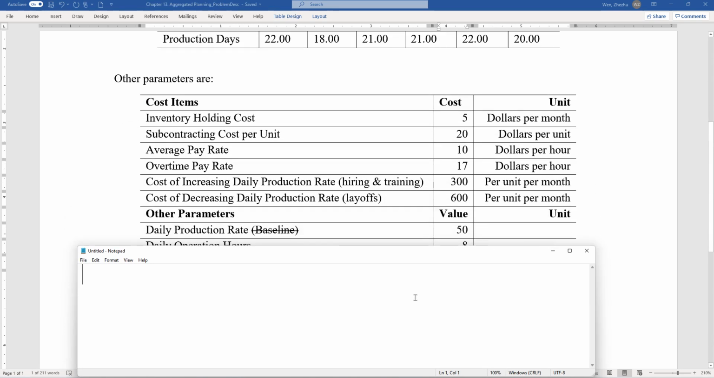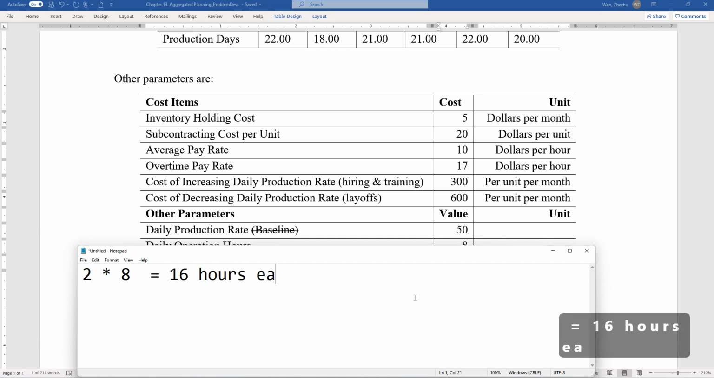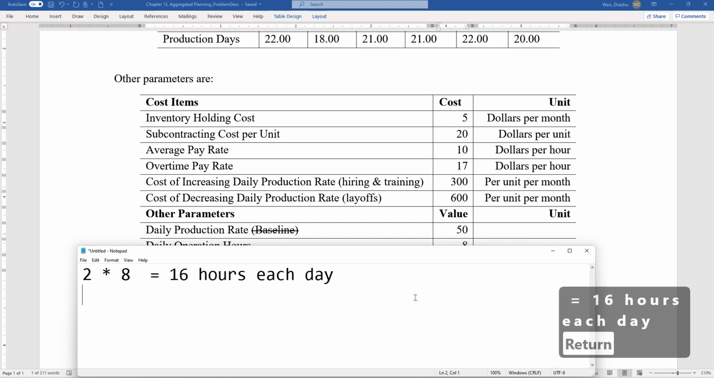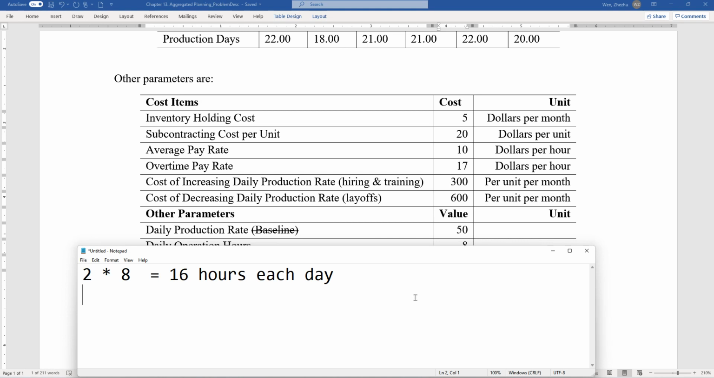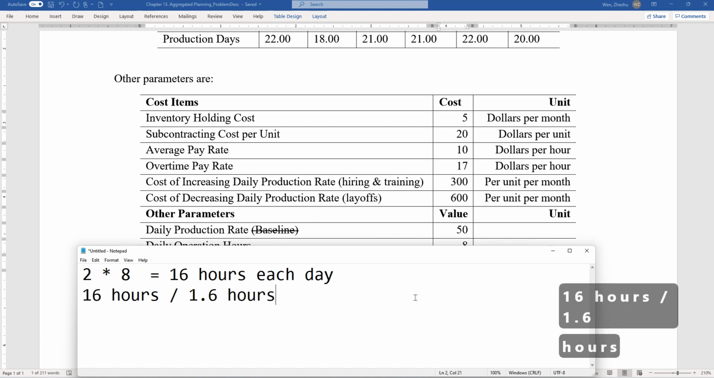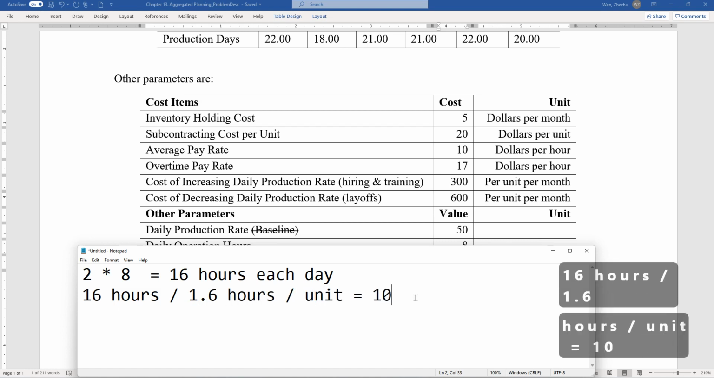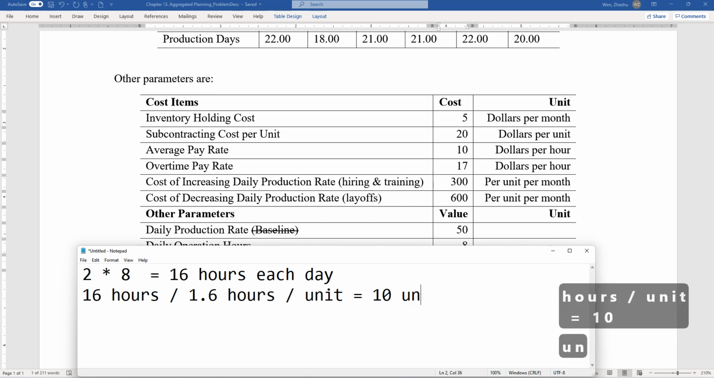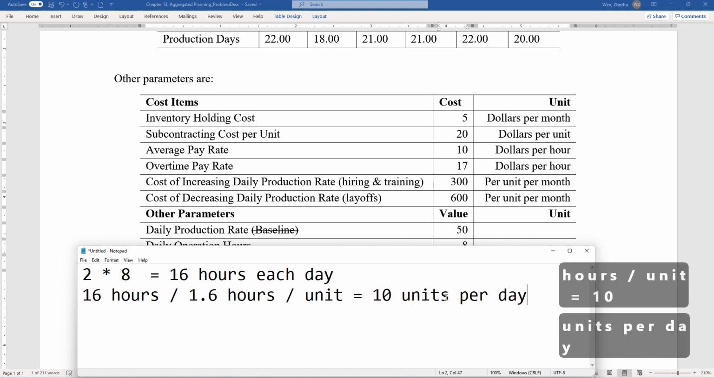Okay, so let's say if you have 2 people and each person they work 8 hours, and this is the total available hours for each day. So you have 16 hours each day. Okay, and for every 1.6 hours you make 1 unit. So it means 16 hours divided by 1.6 hours per unit. That will tell you you have 10 units per day. That's basically how we got our daily production rate.